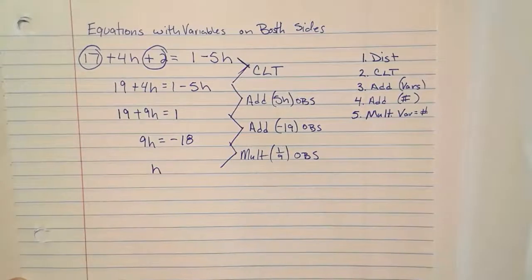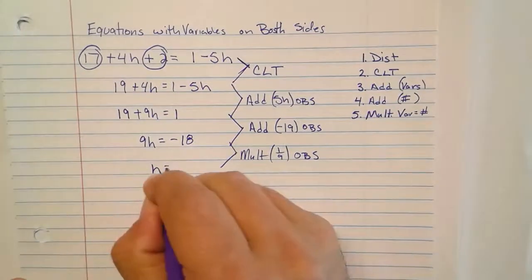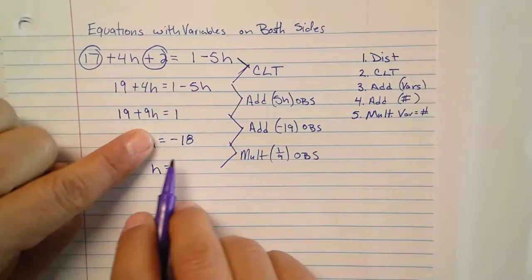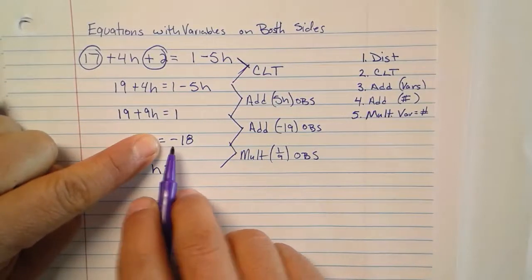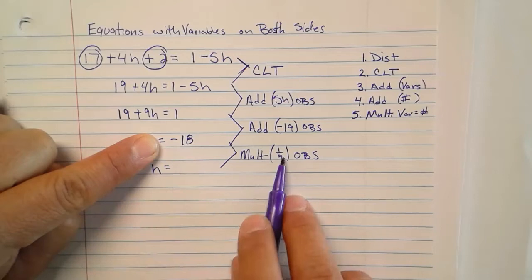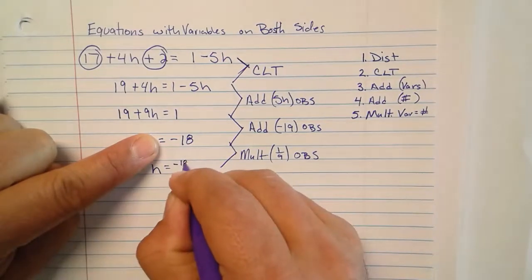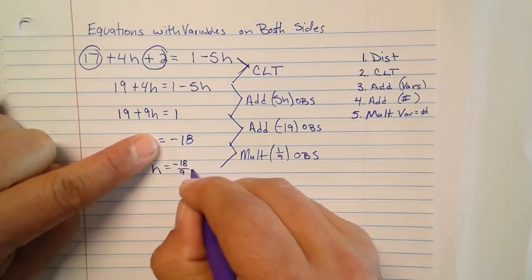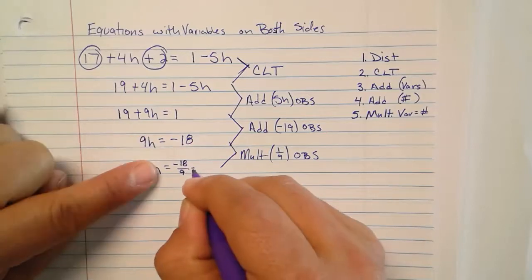Secondly, I now have negative 18 times 1/9. That will be negative 18/9. And that, ladies and gentlemen, simplifies down to negative 2.